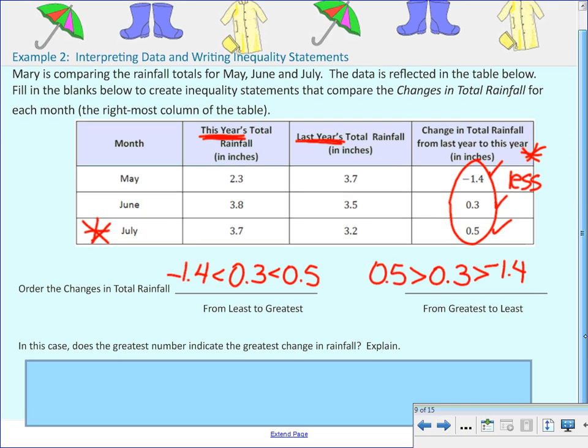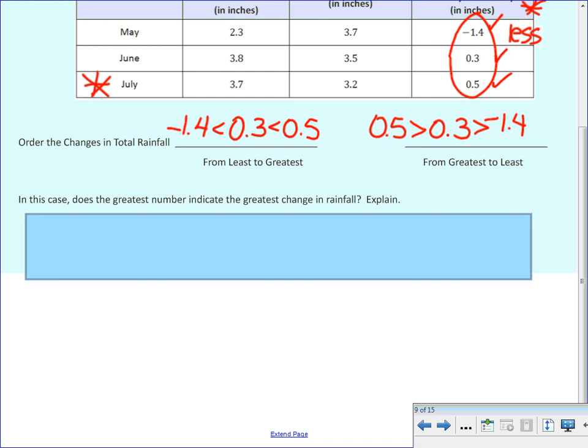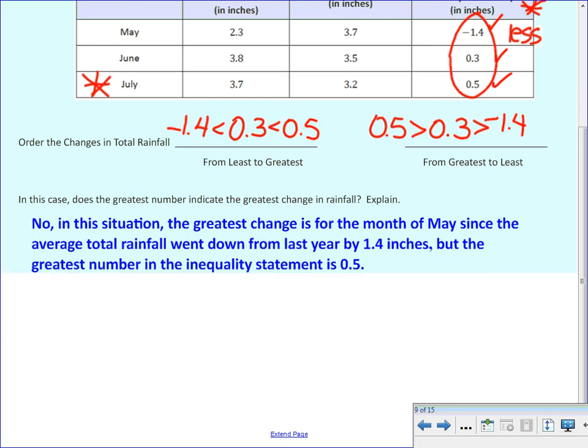So the question they're asking here is, in this case, does the greatest number indicate the greatest change? And we said no. In this situation, the greatest change is in May, since the average total rainfall went down from last year by 1.4 inches. But the greatest number in the inequality statement is 0.5.